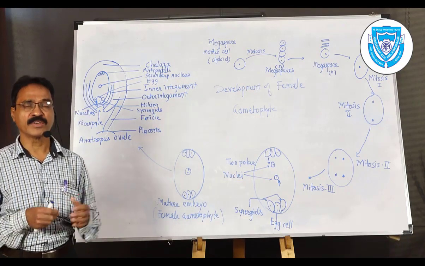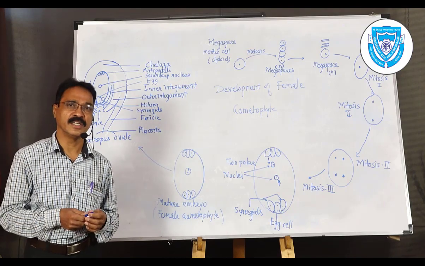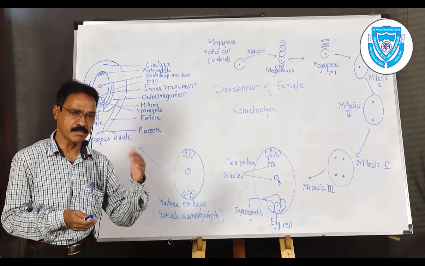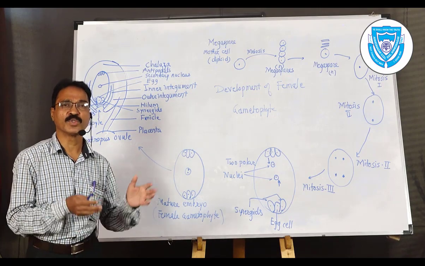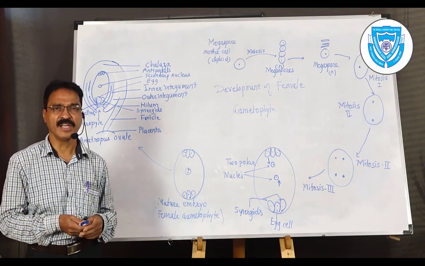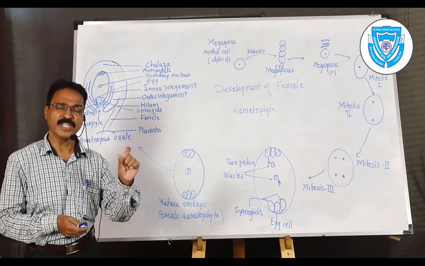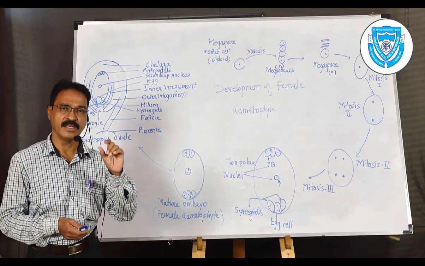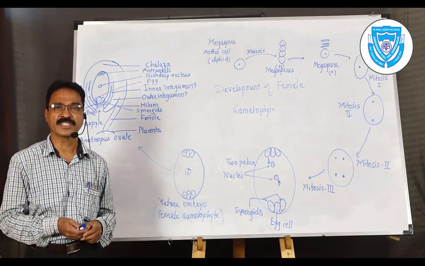Now, what about the female gametophyte? Let us discuss in detail. As you know, the flower consists of another essential part, which is known as the gynoecium. Gynoecium is also known as the pistil, and the unit of the gynoecium is called a carpel. The carpel consists of 3 parts. In the last lecture we discussed that.